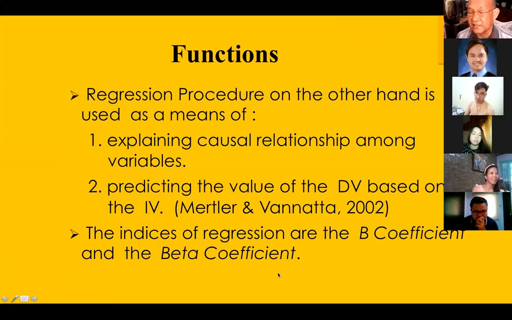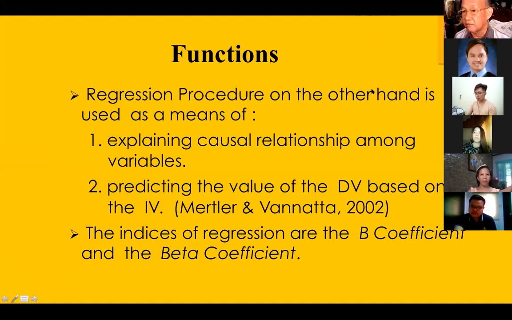The index of correlation analysis is a correlation coefficient symbolized by a small letter r. All right? That's the correlation procedure, small r. The indices of regression are 2. The B coefficient, or unstandardized coefficient, and the other one is the beta coefficient. Both can be used in explaining causal relationship.